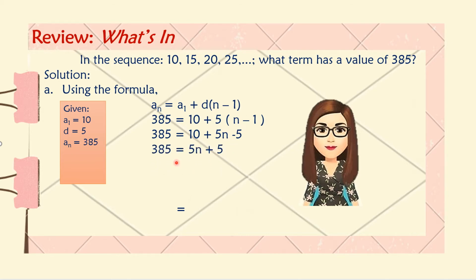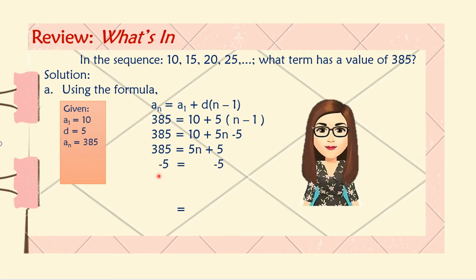Then we have 385 is equal to 5n plus 5. Paano nakuha yun? Add natin si 10 plus negative 5. Different sign, subtract. So, we have 5. Then, bring down 5n. So, we have 385 is equal to 5n plus 5.